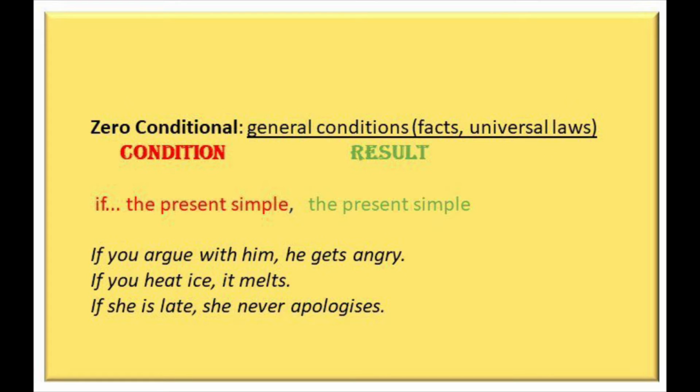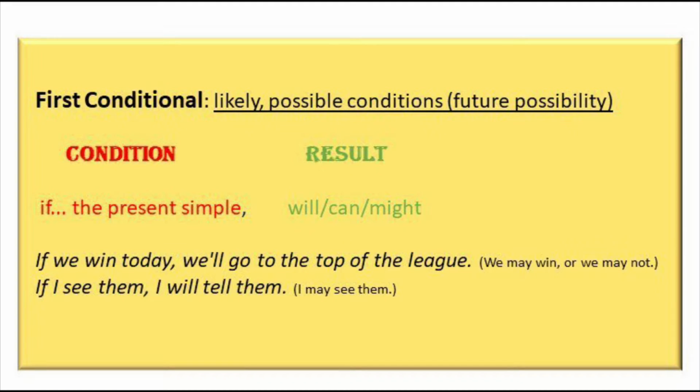So an example would be, if you argue with him, he gets angry. If you heat ice, it melts. If she is late, she never apologizes. And if we look at the grammar, the condition is in the present simple, and the result is in the present simple as well. First conditional, examples would be, if we win today, we'll go to the top of the league.